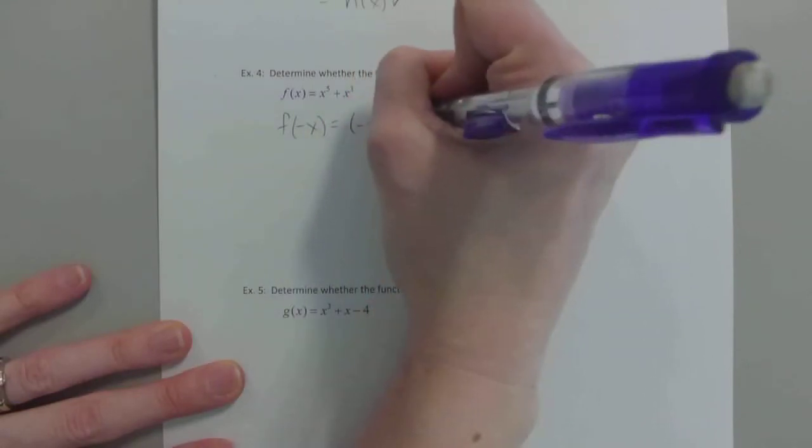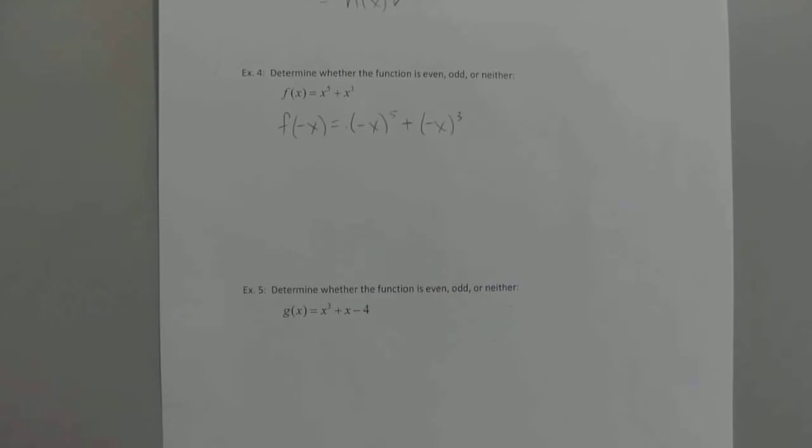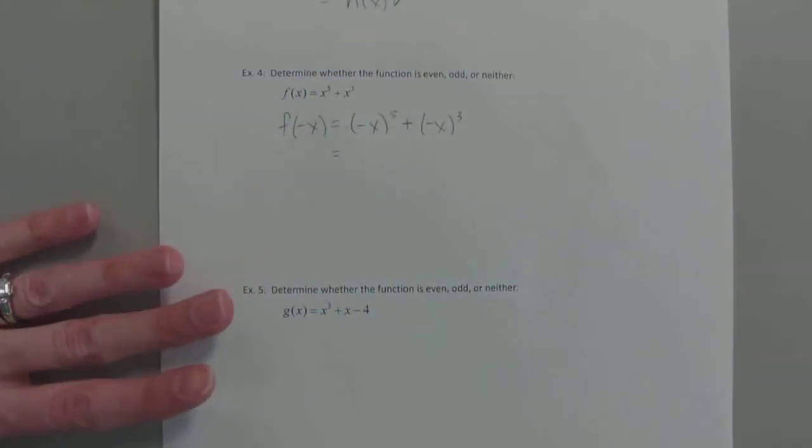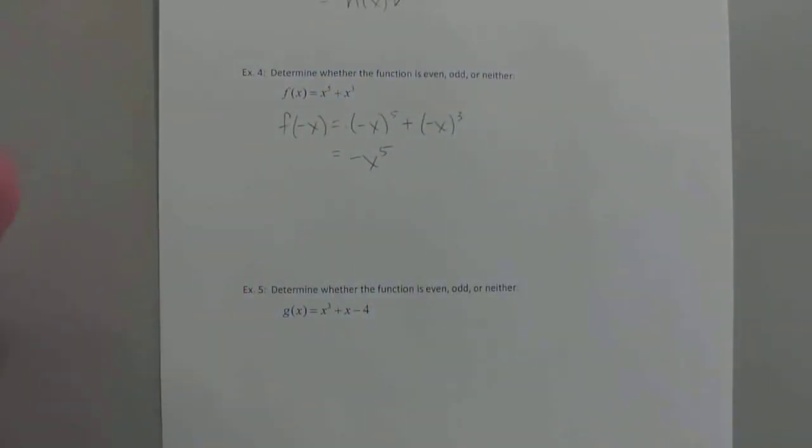So let's look at this next function, f of x. What we're going to do is plug in f of negative x and see what happens. Notice on all of these, we're starting off the same. Plug in negative x, just see what happens at the end. So when we plug in negative x here, we have negative x to the 5th plus negative x to the 3rd.